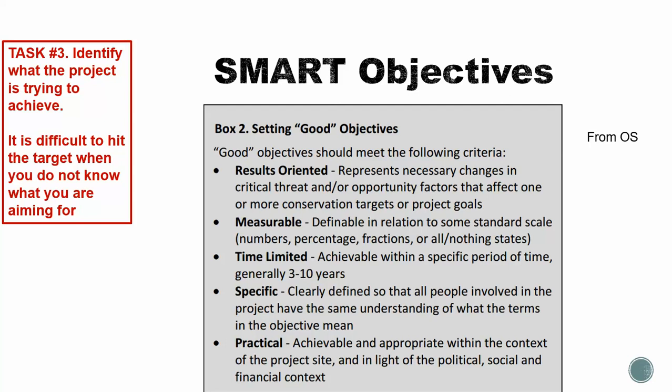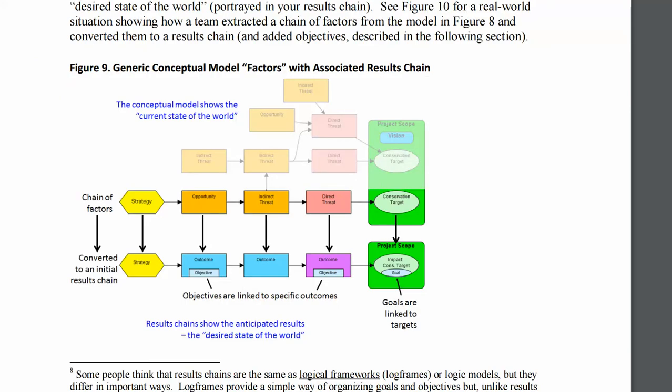So here in Open Standards, box 2, setting good objectives: results oriented, measurable, time limited, specific, practical. These are the same kinds of things that are in these SMART objectives. So basically the idea is it's difficult to hit the target when you don't know what you're aiming for. And so if we're saying that we're looking for forest corridors or sturgeon, we have to say, what is going to be the measure of success? How will we be able to measure the state of sturgeon to determine whether we are moving toward our goal or not moving toward our goal?